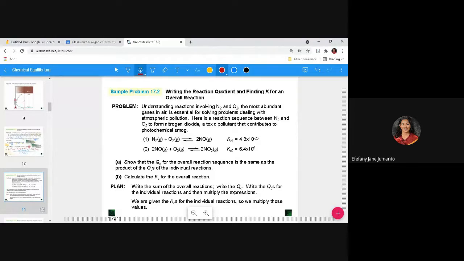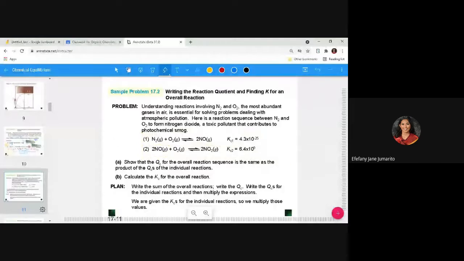Now show that the QC for the overall reaction sequence is the same as the product of the QC for the individual reactions. Class, what do we call step 1 and step 2? They are elementary steps.